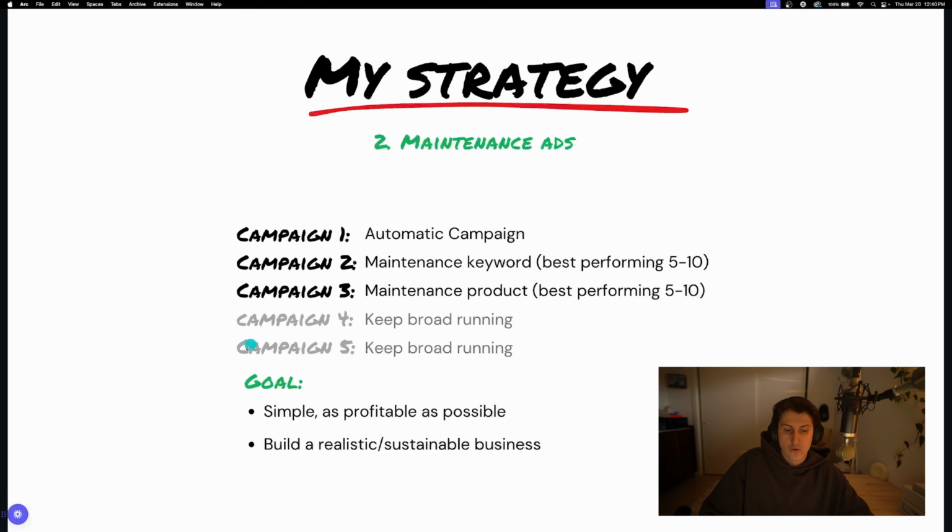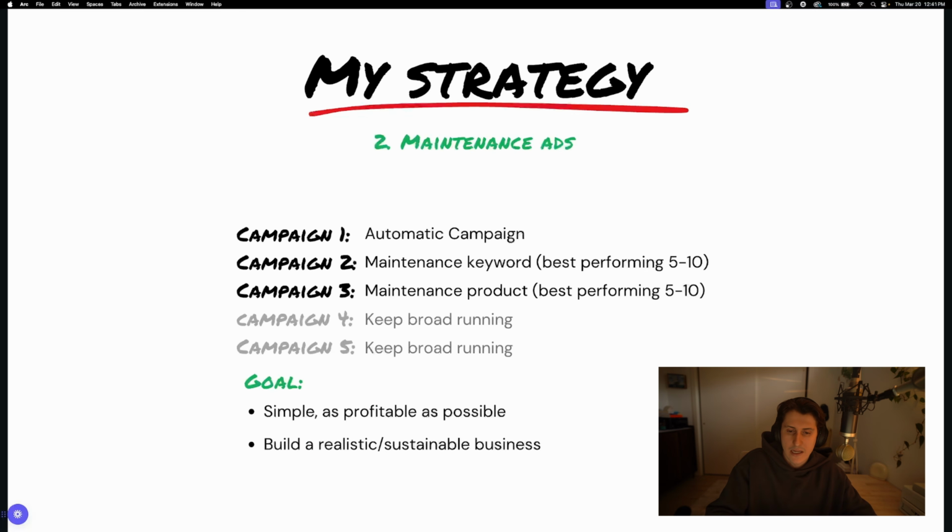And so our goal of this is you just have simple ads that are as profitable as possible. They're not targeting a bunch of different things. We know that what it is targeting will bring sales that are reasonably profitable. And then from there, we can scale those campaigns. And so, of course, this is how we build a realistic and sustainable Amazon KDP business.